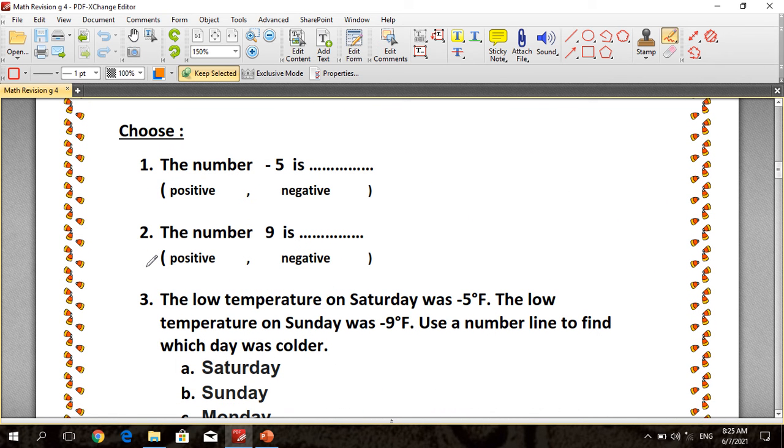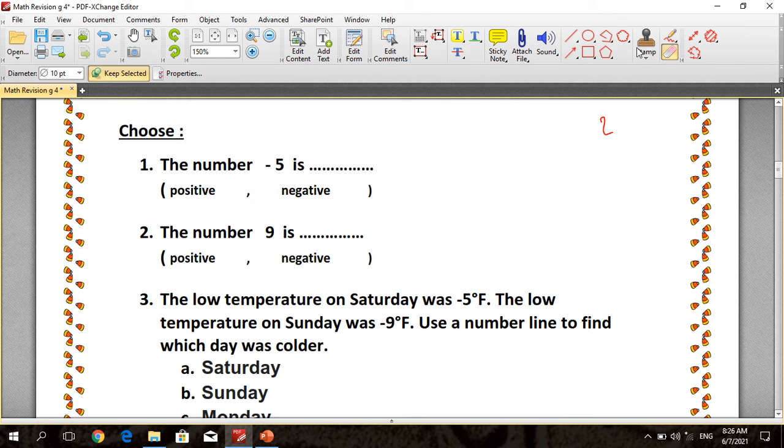Well, the first question asks: is this number positive or negative? When we have a number and before the number we have this sign, that means this number is negative. For example, if I have -2, -5, -3, whatever, this sign is called negative. When we have a number and before it we have this sign, that means this number is negative.